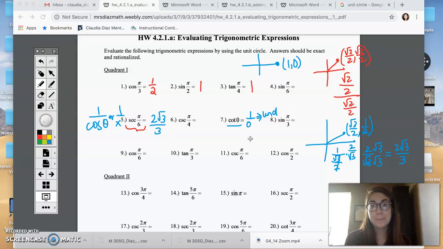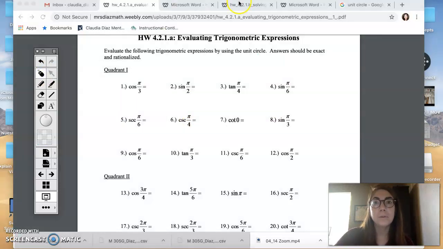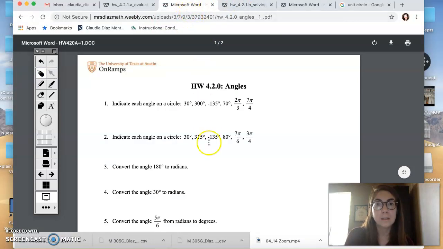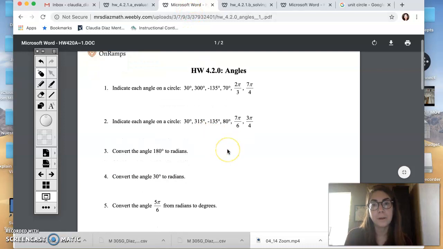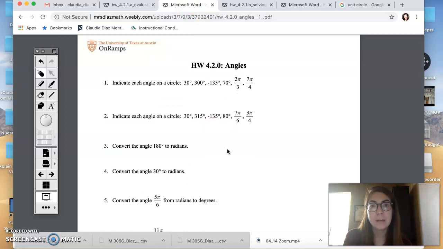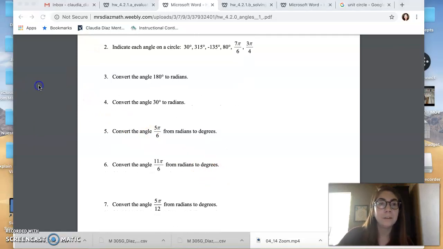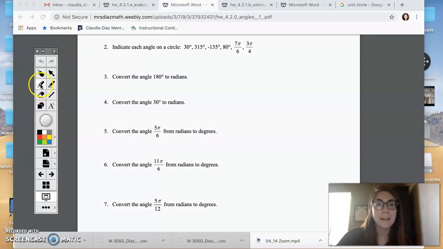So those are some examples. We're going back to the unit circle days. I want to look at another page here, and actually, let's look at this one, 4.2.0, talking about angles. There's another formula that we learned back in the day. It was converting from angles in degrees to radians, and then vice versa, radians to degrees.